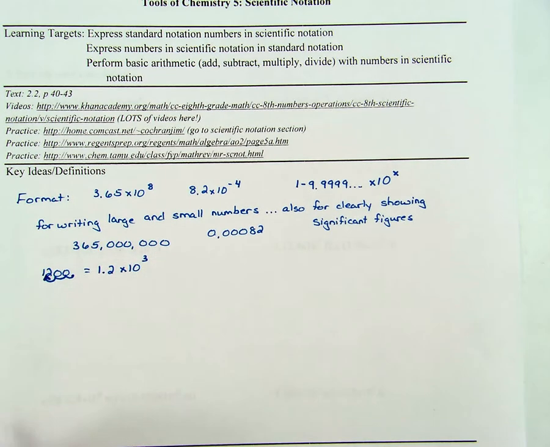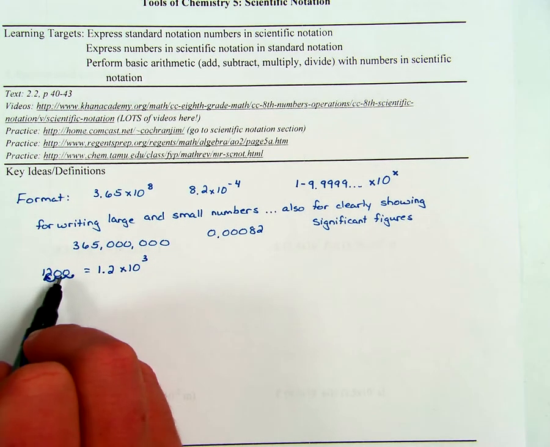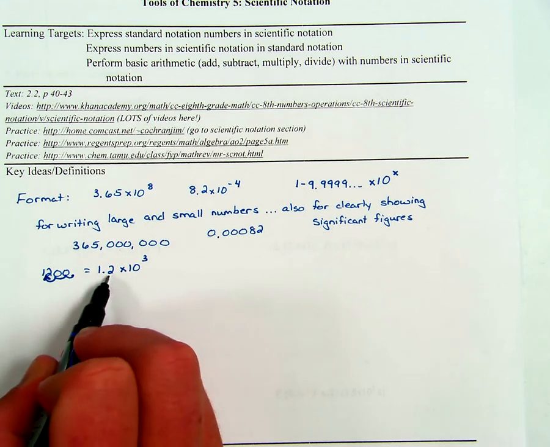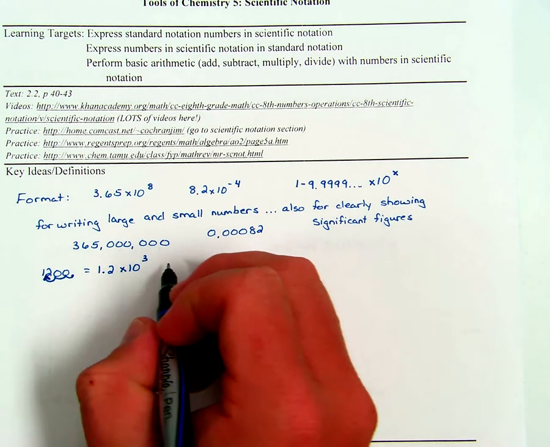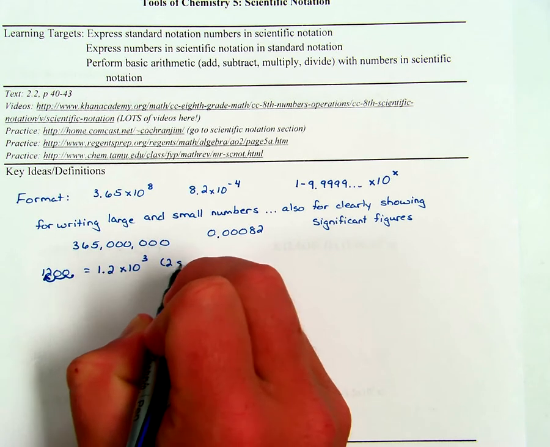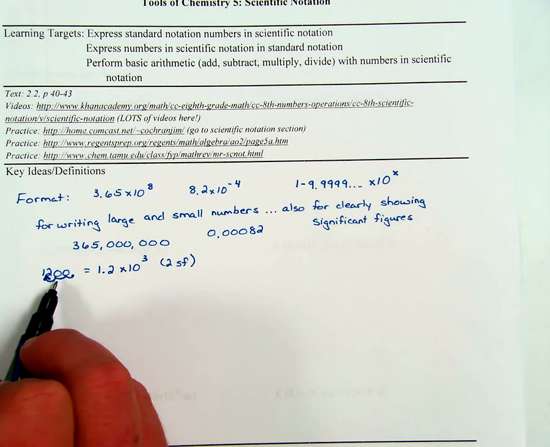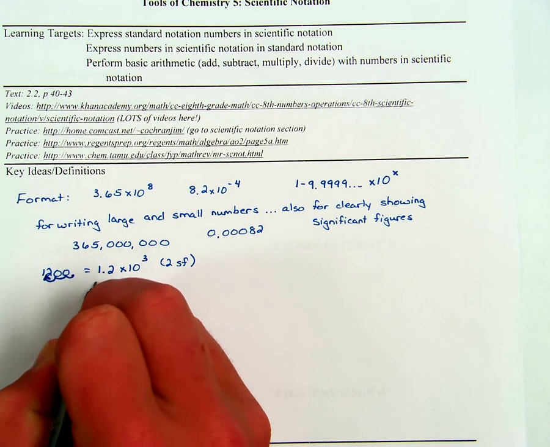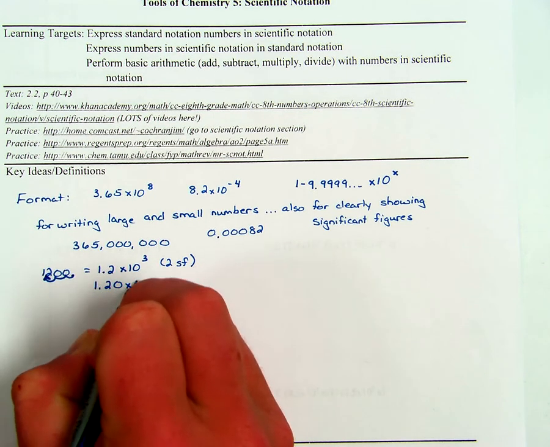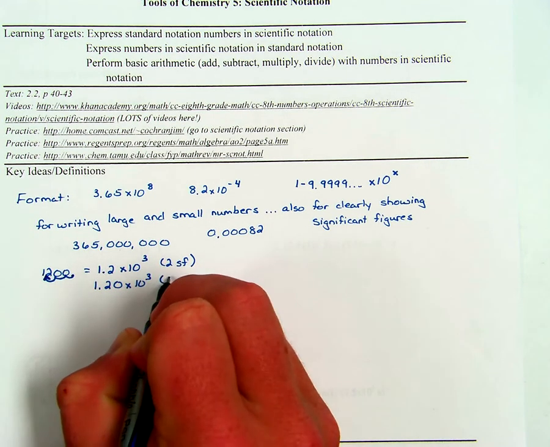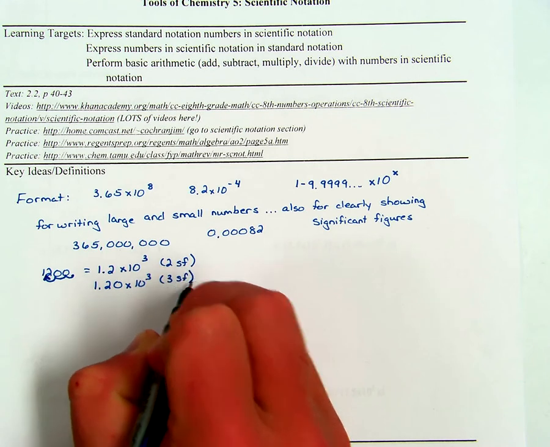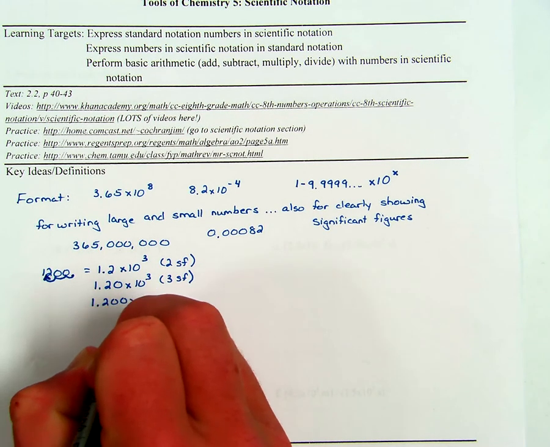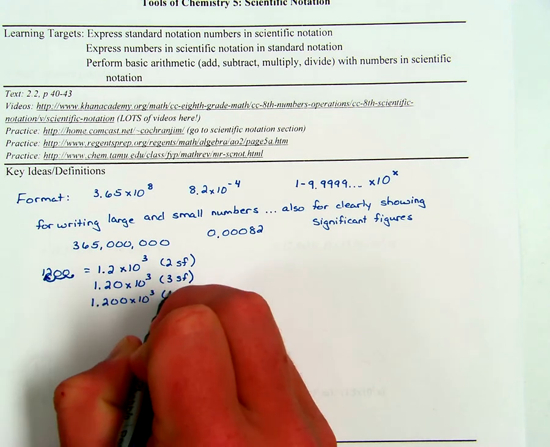And now if these 2 zeros here are not significant, they won't show up in my answer or my scientific notation when I write it. So this would be 2 sig figs here. If I wanted to write this number with 3 sig figs, so in other words, this first 0 here is significant, I would just write 1.20 times 10 to the 3rd. And that would be 3 sig figs. Likewise, if I wanted 4 sig figs, 1.200 times 10 to the 3rd. And that would be 4 sig figs.